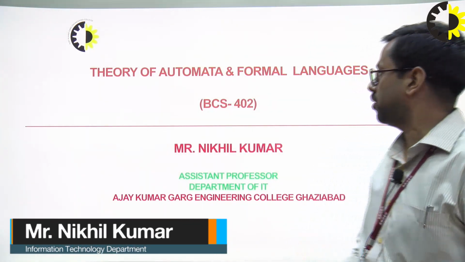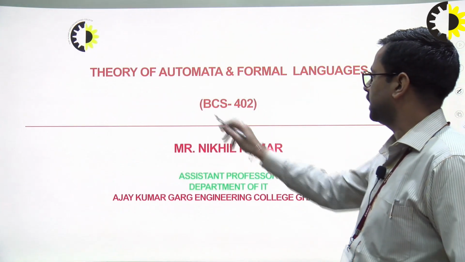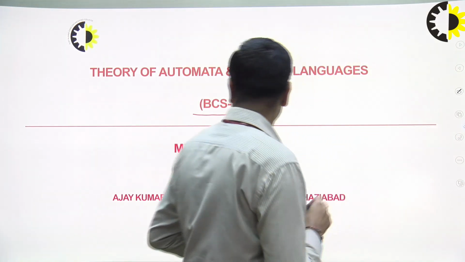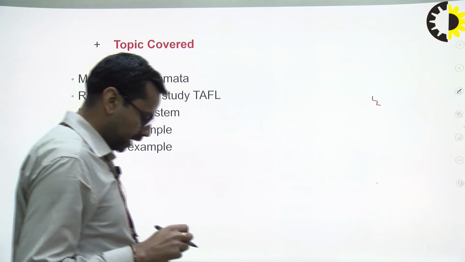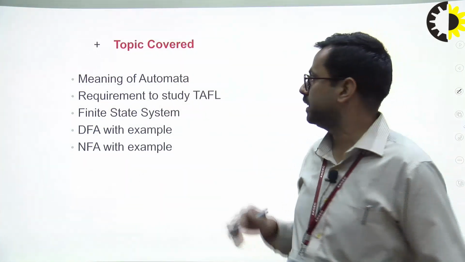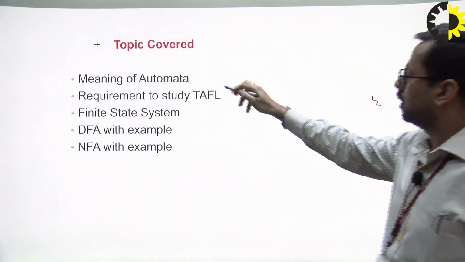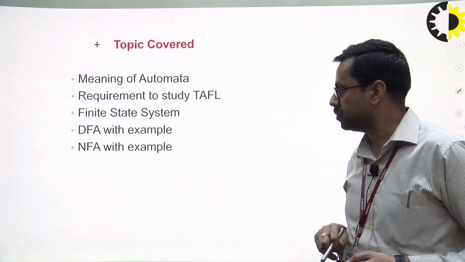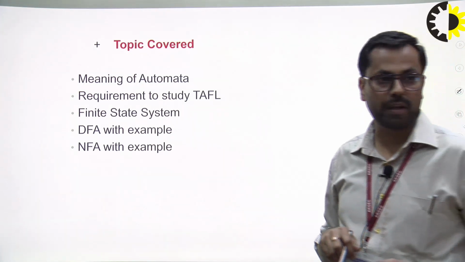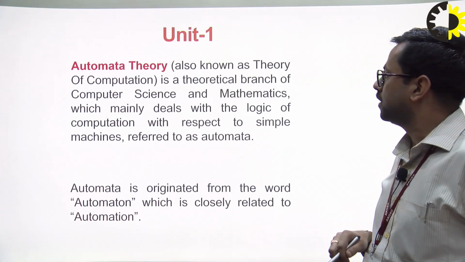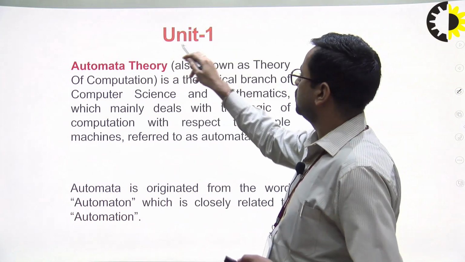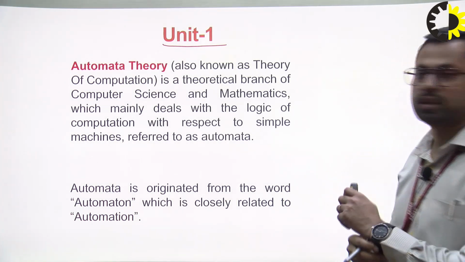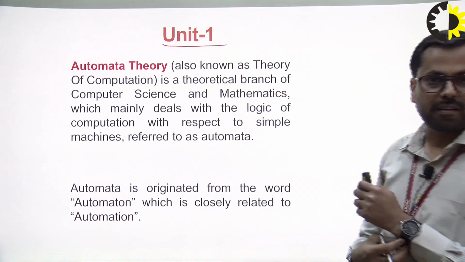Today I have a lecture on theory of automata and formal language. The code is BCS 402, and it is also known as the automata. In this lecture series of automata, we will discuss the meaning of automata, requirements of study, finite state systems, DFA with examples and also NFA with examples. This topic is considered in the AKTU syllabus in Unit 1, basically for the second year CSE and CSE allied branches.